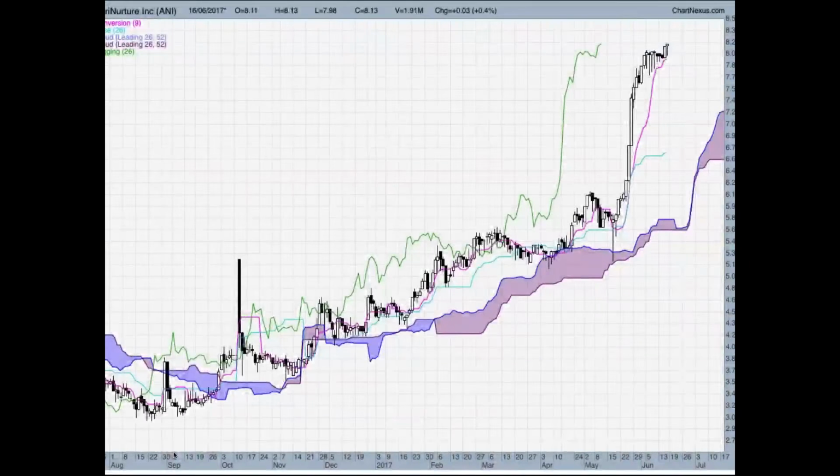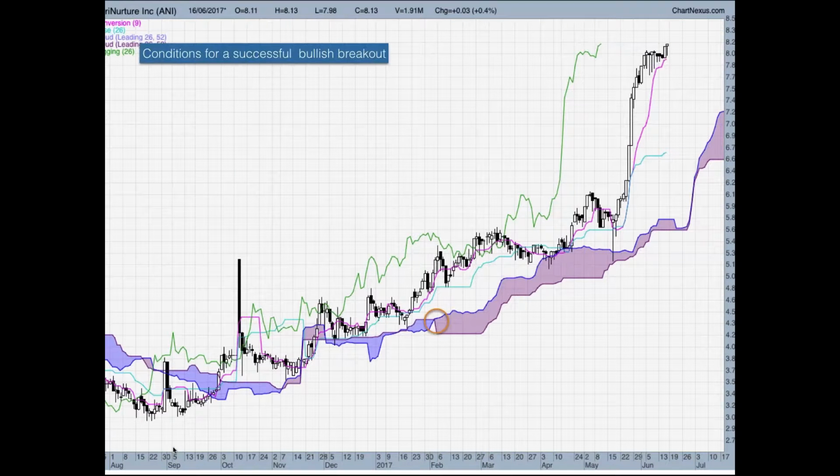Now let's do another case study on Annie. Annie is currently making a strong uptrend as well. These are the conditions for the successful breakout of Annie. First, there was a Kumo twist. Second, there was a Kumo breakout. Third, there was a Chikou span crossover.